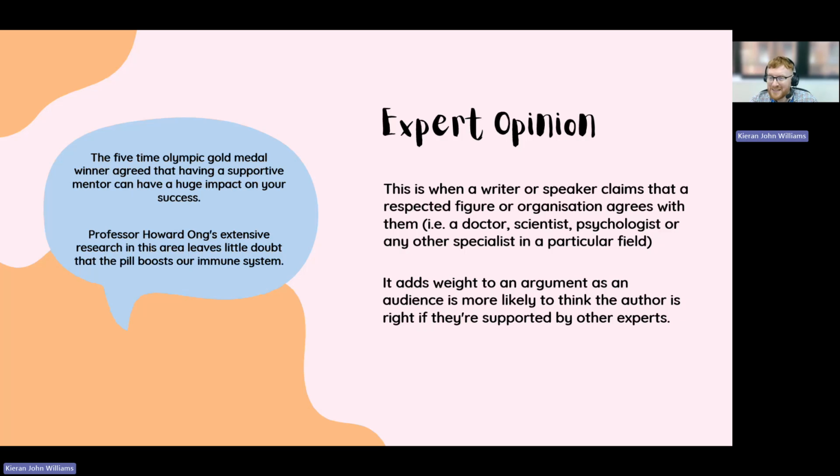Another key strategy is citing experts. So if an audience sees that a respected authority agrees with you, they are more likely to accept your view as well. So, for example, it says here, Professor Howard Ong's research shows that the pill boosts our immune system. Now, this works because people assume experts have knowledge and authority that they don't necessarily have. Okay, you're more willing to accept someone else's views if they are an expert in that area, and you don't know about that yourself.